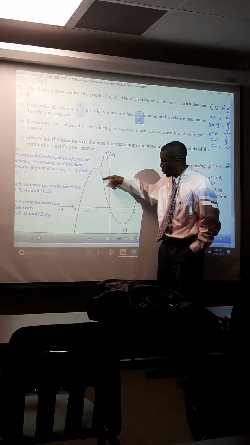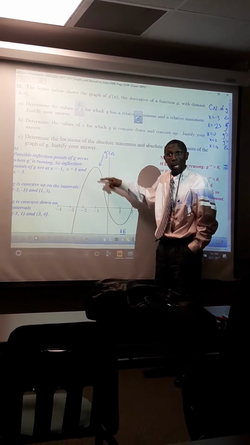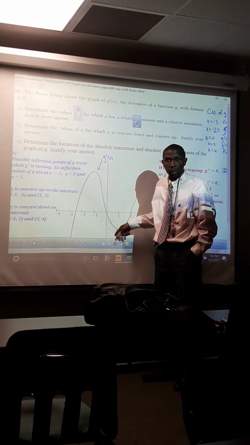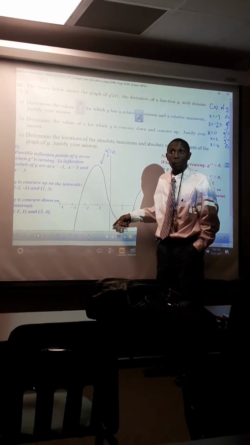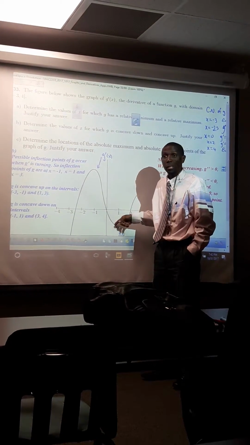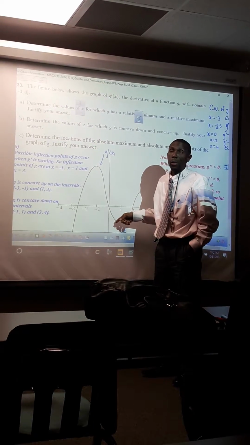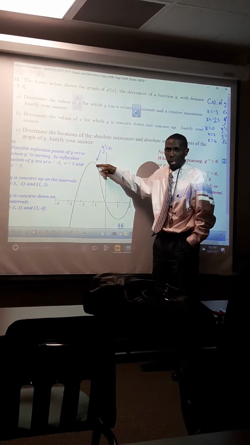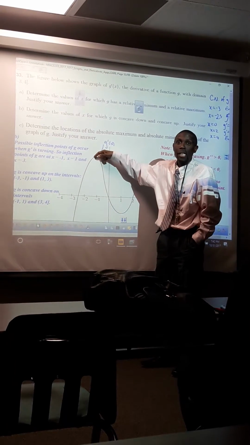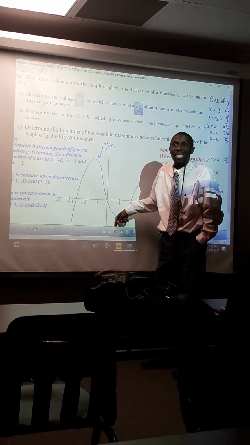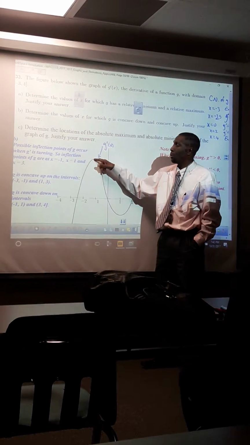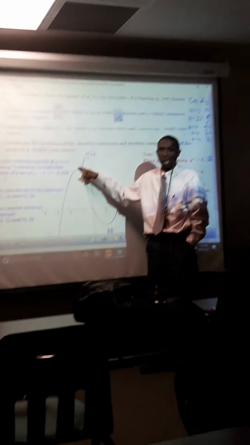That's exactly the place where G double prime is negative. When G double prime is negative, G is concave down, right? How do we know when G double prime is negative? That's when G prime is decreasing. So whenever G prime is decreasing, G is concave down, and whenever G prime is increasing, G is concave up.